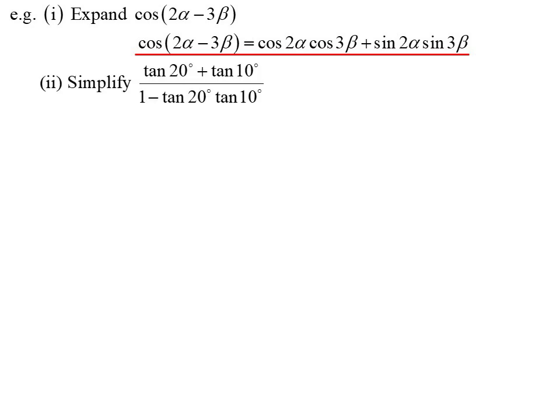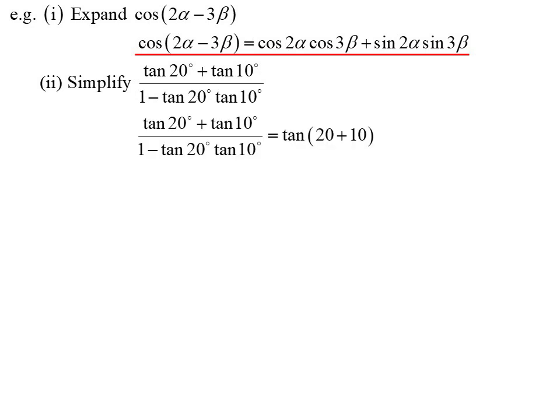Simplify this expression. But you look at it and go, hang on, it's tan plus tan on 1 minus tan tan. Therefore, that's the same as tan of 20 plus 10, which is of course 30. That's tan 30. Noticing the pattern: tan plus tan on 1 minus tan tan. That's 1 on root 3.